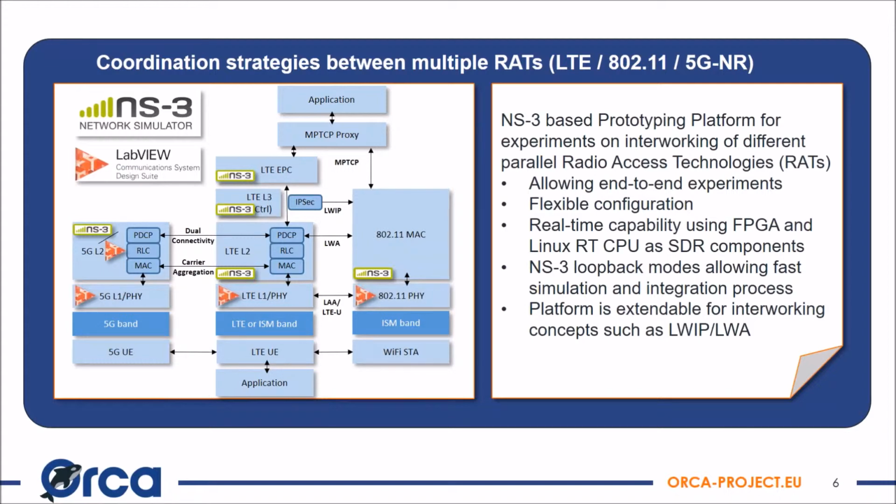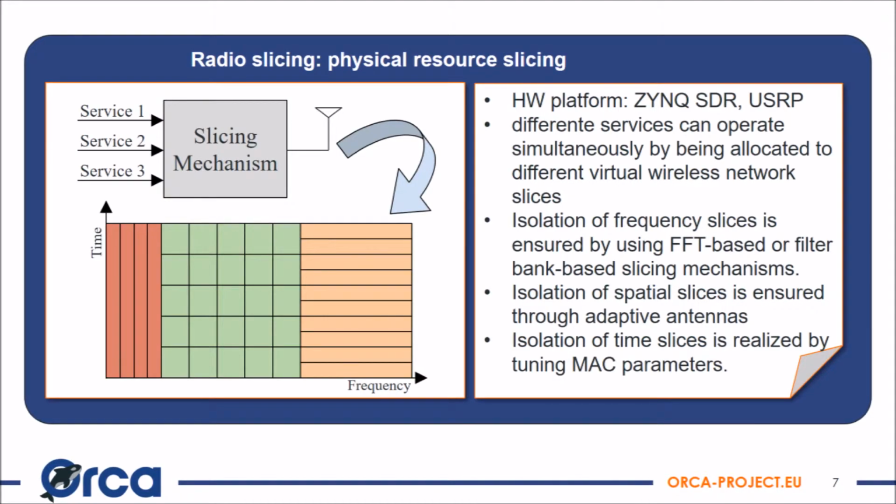And finally, the platform is extendable for interworking concepts such as multi-point TCP, light-weight IP, LTE and Wi-Fi aggregation, dual connectivity, or carrier aggregation. In this functionality, we offer the radio slicing. This is supported both on the Zynq SDR and on the USRP devices.